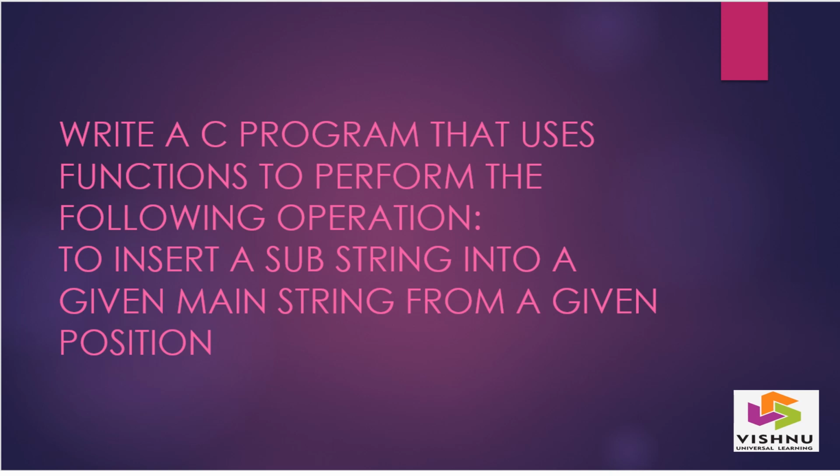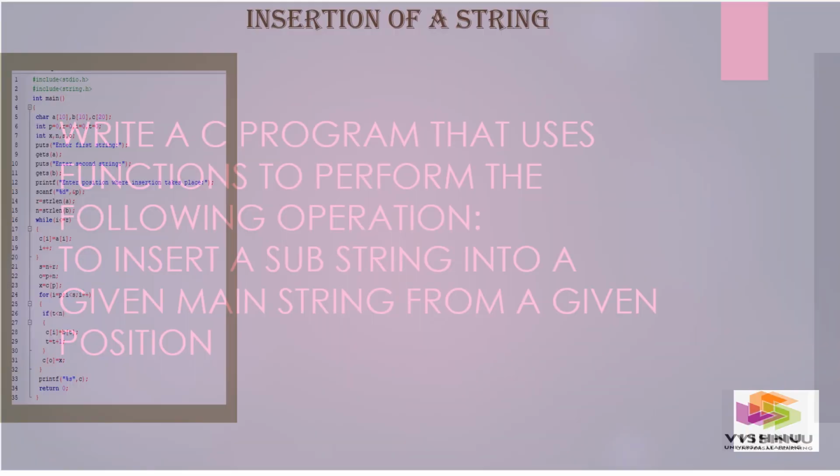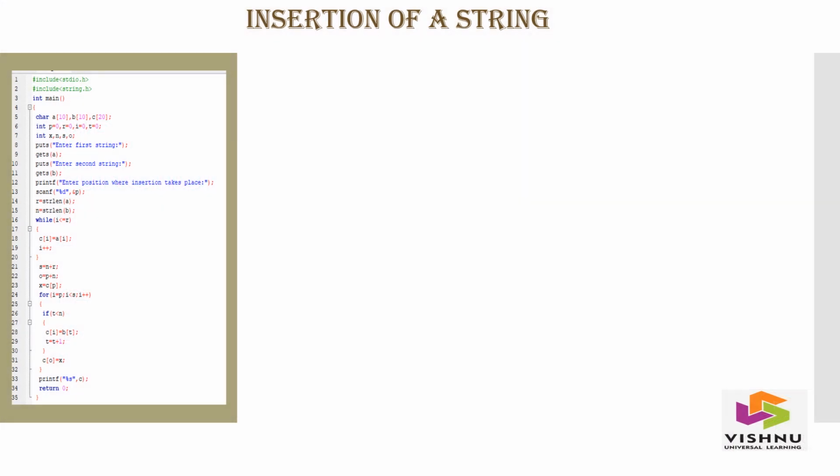Now let's enter into the program. The aim of the program is to write a C program that uses functions to insert a substring into a given main string from a given position. To write a C program, first we have to mention the header files like #include stdio.h and #include string.h, which store the user defined functions. And we have to write the main function.